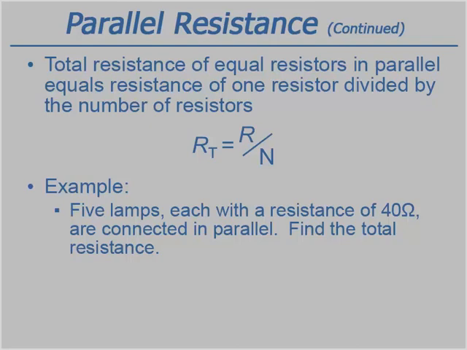A circuit contains 5 lamps connected in parallel, each with a resistance of 40 ohms. What is the total resistance of the parallel circuit? Since all 5 lamps have the same resistance, insert 40 ohms for the value of R and insert 5 for the total number of lamps, that is, resistors, in the equation and then solve the equation. In this example, the total resistance of the parallel circuit is 8 ohms. Note, this same total resistance value would be computed if the parallel resistance equation were used.